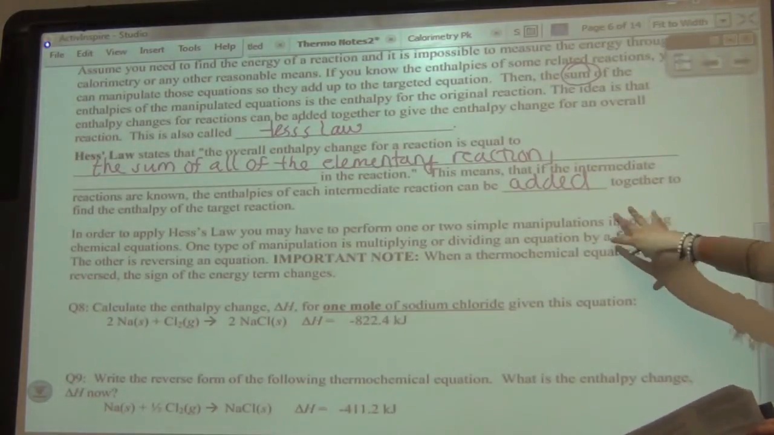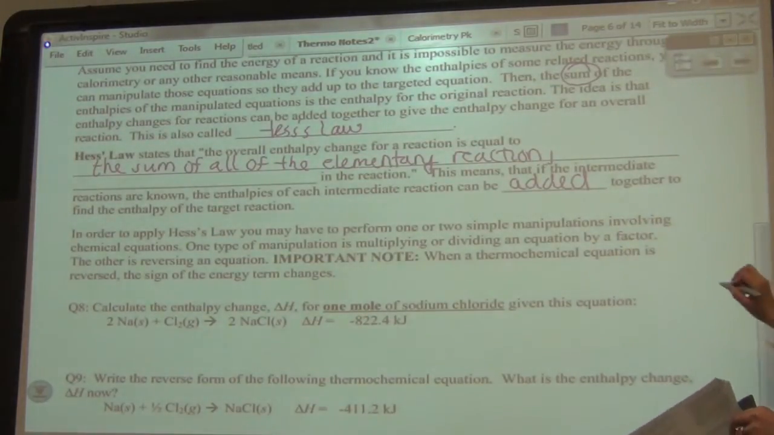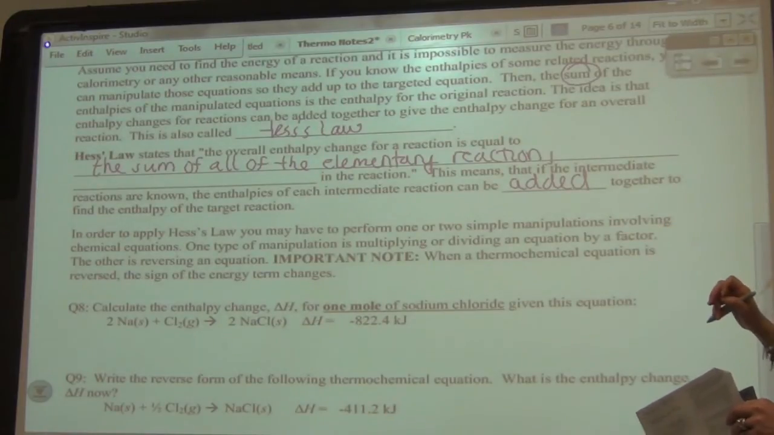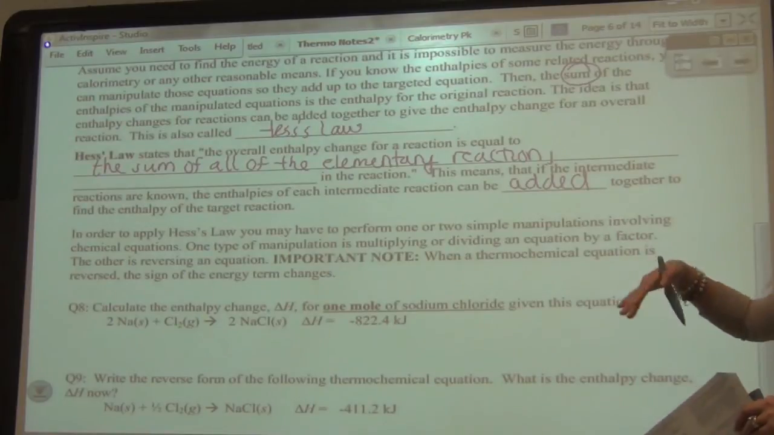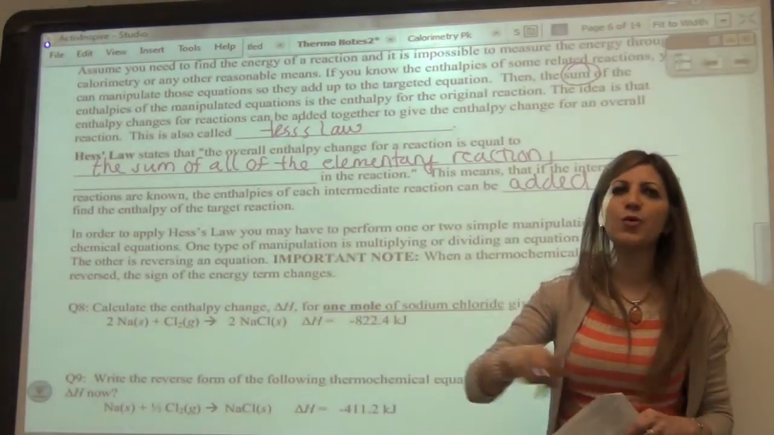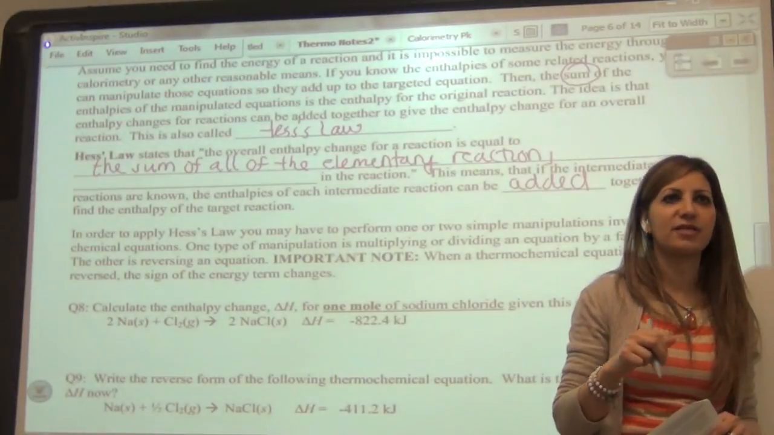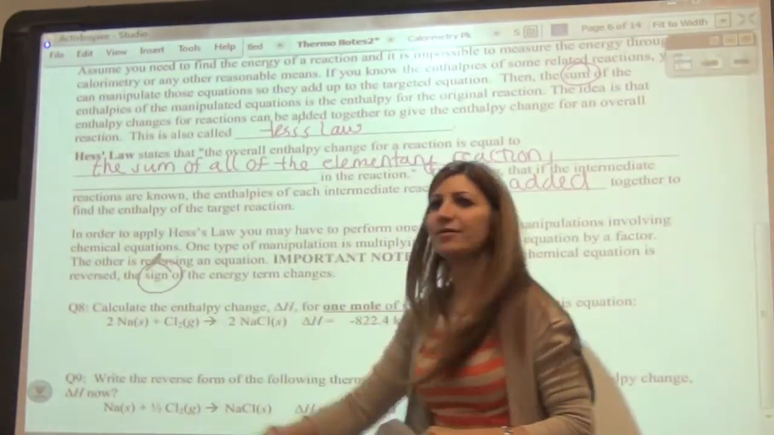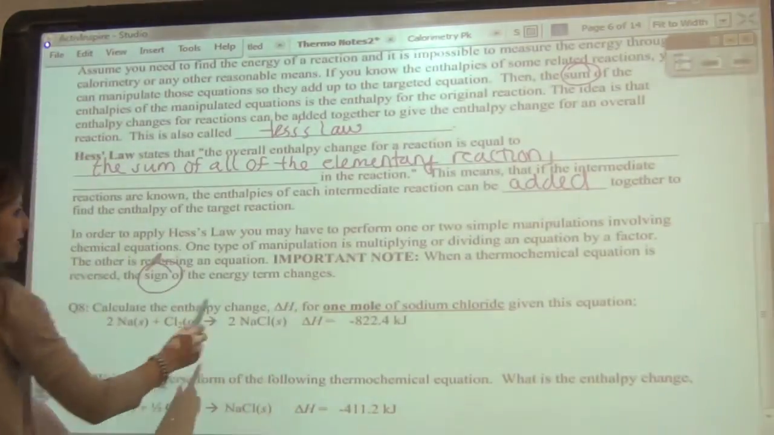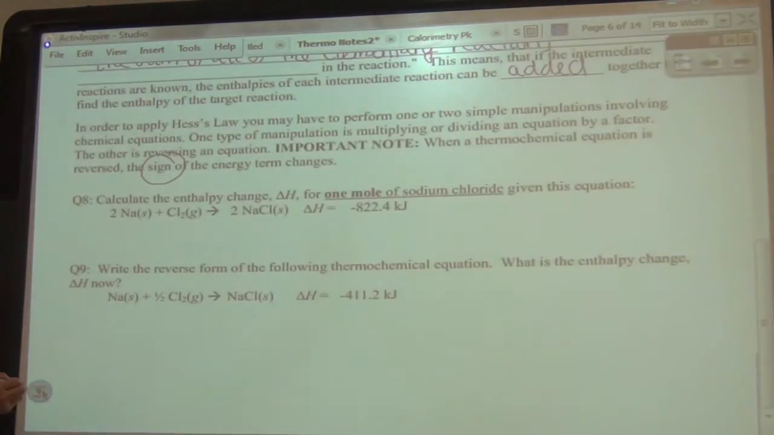And then it says to apply Hess's law, you may have to perform 1 or 2 simple manipulations. One type of manipulation is multiplying or dividing an equation by a factor, and the other one's reversing it. When a reaction is reversed, guess what the only thing is that changes? Yep, the sign. Positive or negative. So it says calculate the enthalpy change delta H for 1 mole of sodium chloride shown here.